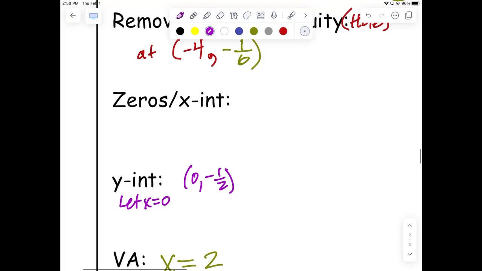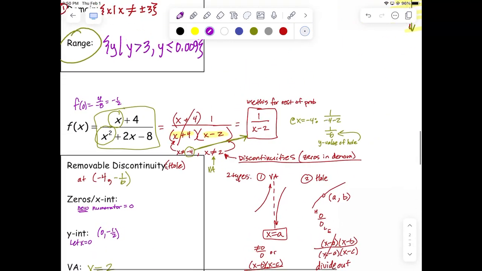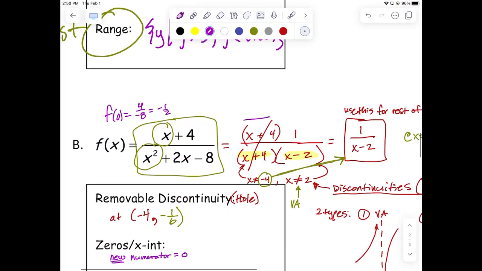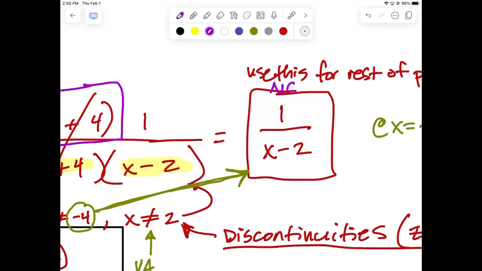Now, for the zeros or the x-intercept, you're going to want to set the new numerator equal to 0. We haven't done this yet where our factor divided out. We want to set the new numerator equal to 0, not the old one. If you set the original numerator equal to 0, you're going to get negative 4 as an x-intercept. Negative 4 is not an x-intercept because there's nothing there. It's a hole. So here's the new version. If you want to call this the new version, you set the new numerator equal to 0. Well, what's our new numerator?